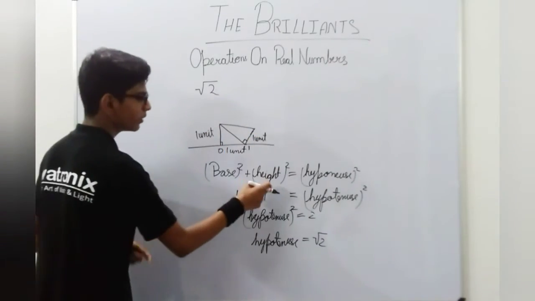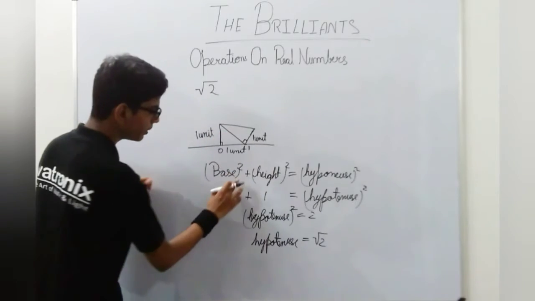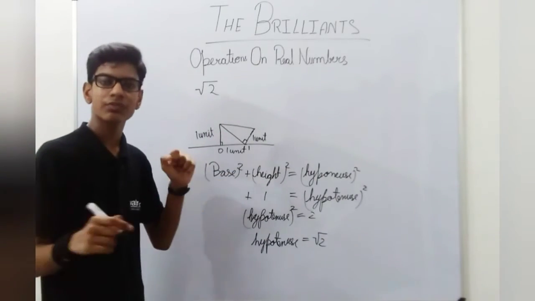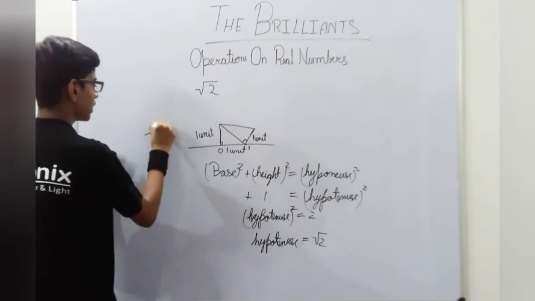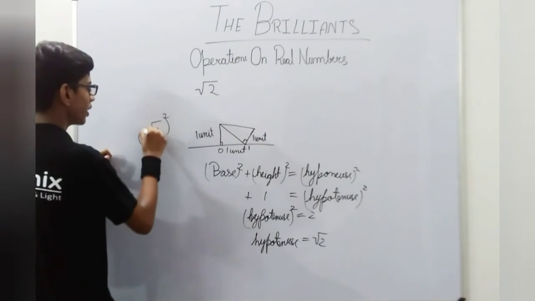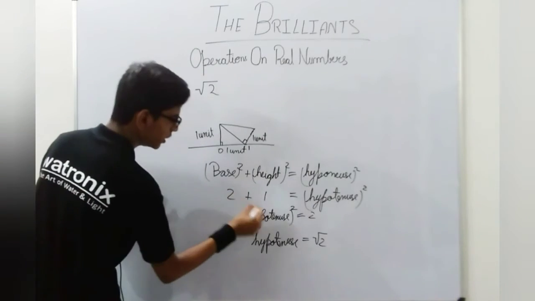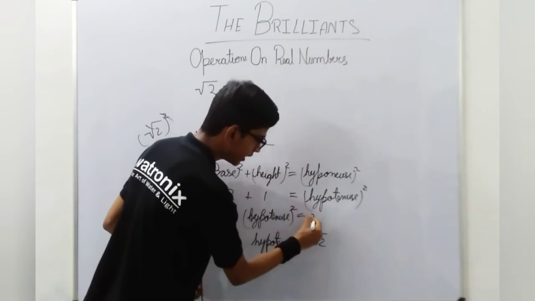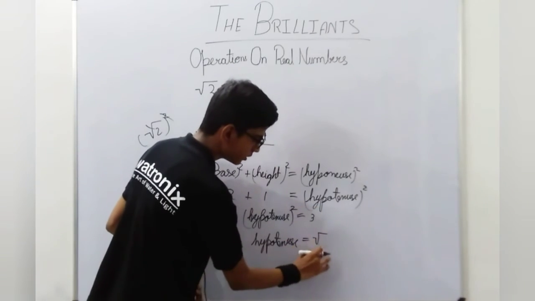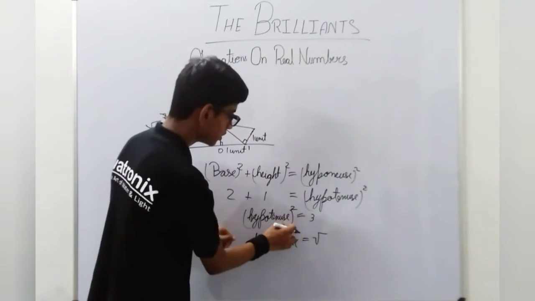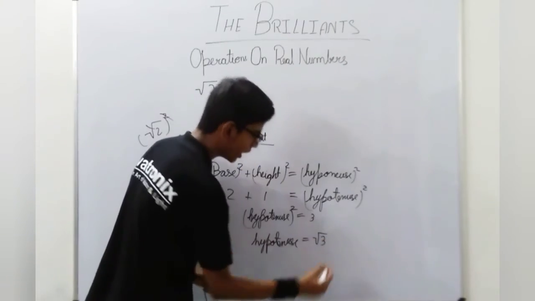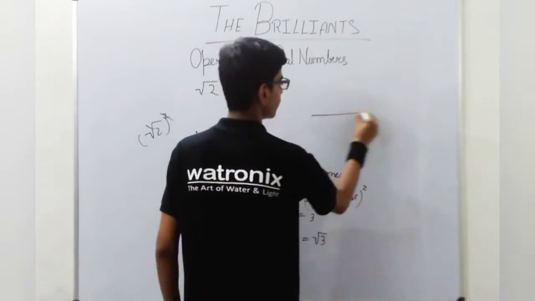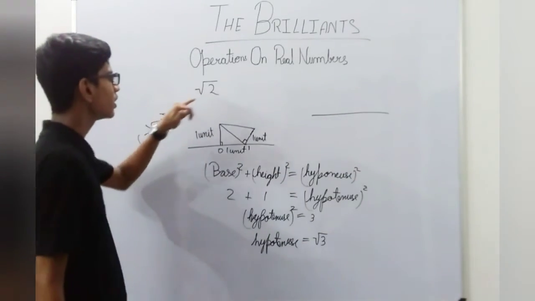So the same formula, but the measure will be changed. The 1 unit will be 1 unit, but this will be changed to under root 2. What is the square of under root 2? There is under root 2 square. The root and square will cancel, so this will be only 2. 2 plus 1 is equal to 3, and if we move the square to the root, we will get under root 3. Simple.